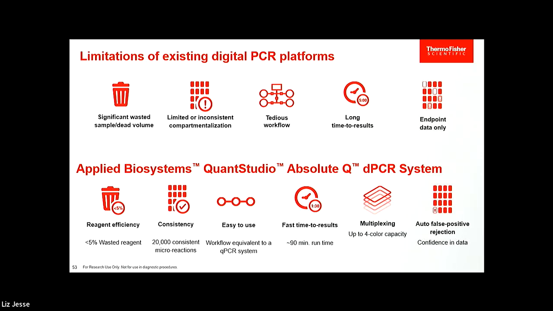The workflow is super easy to use. I'm going to show you that in just a minute. Super fast time to results. Instead of a 5-hour process, it's actually just like qPCR. It's an hour and a half. You have the ability to multiplex up to 4 targets, and we can help you work with that to optimize your reaction. And finally, our instrument is a single instrument and a single block.